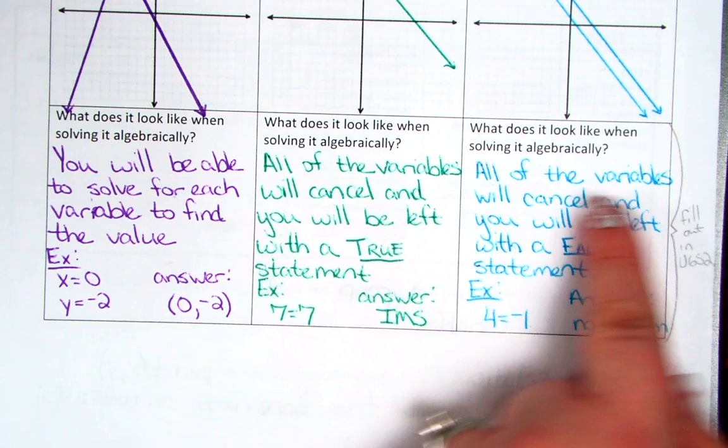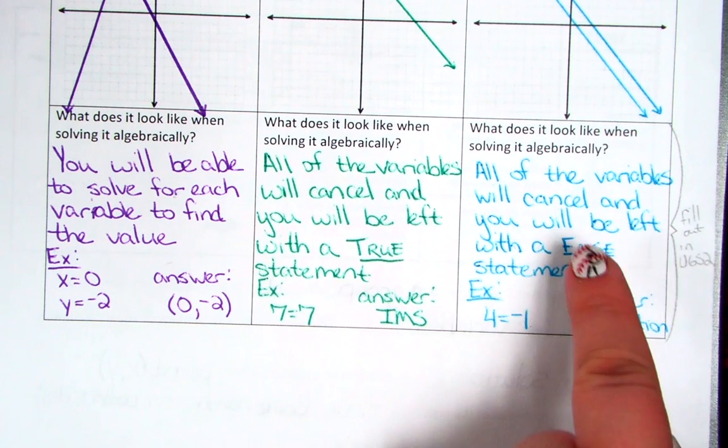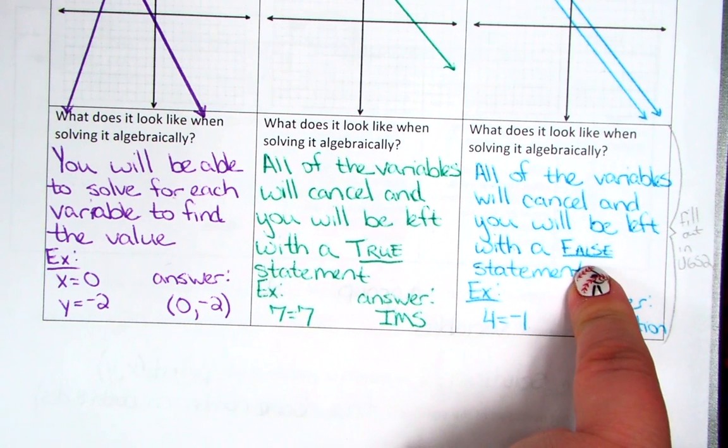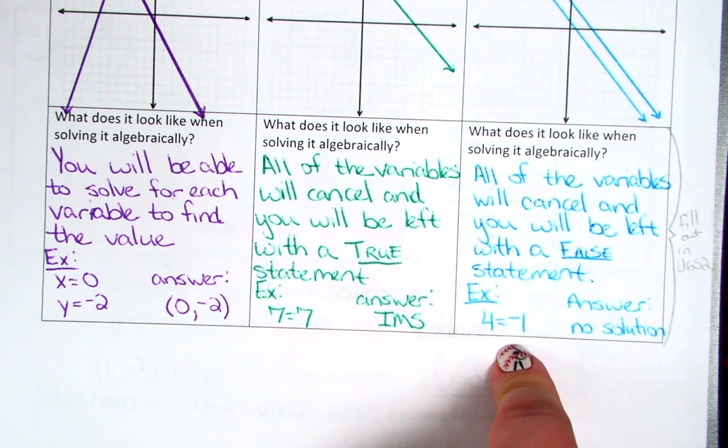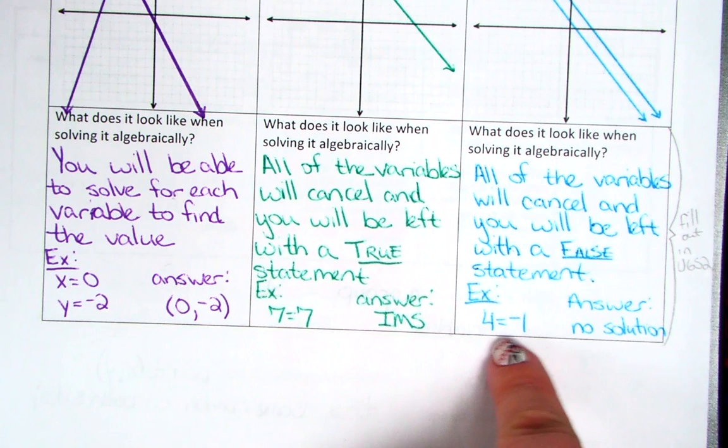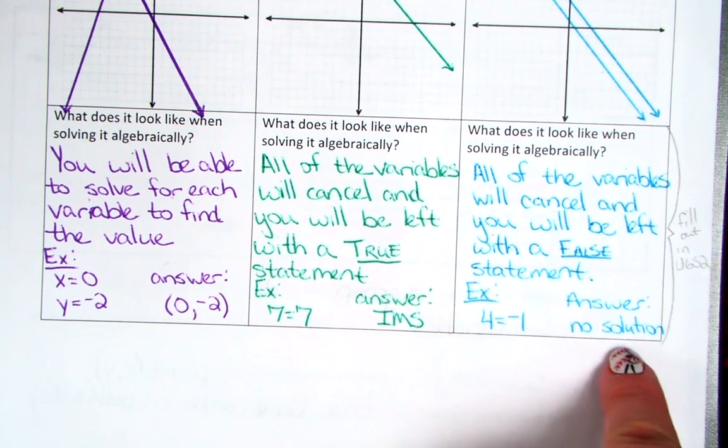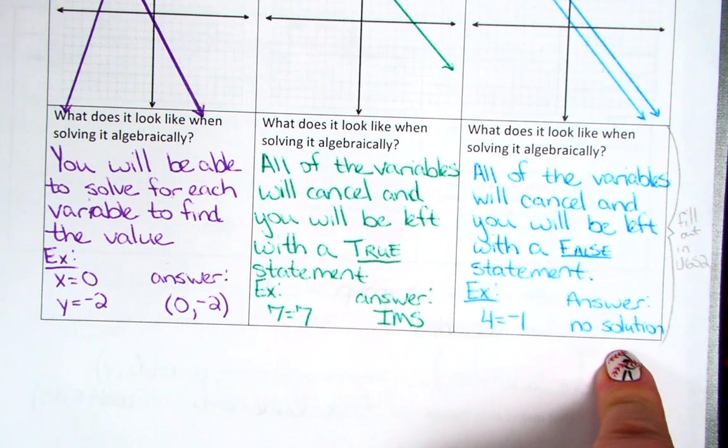No solutions, you'll still have everything cancel, but what you'll be left with will be a false statement. For example, 4 equals negative 1, 7 equals 3. You'll have a false statement, which means there's no solution.